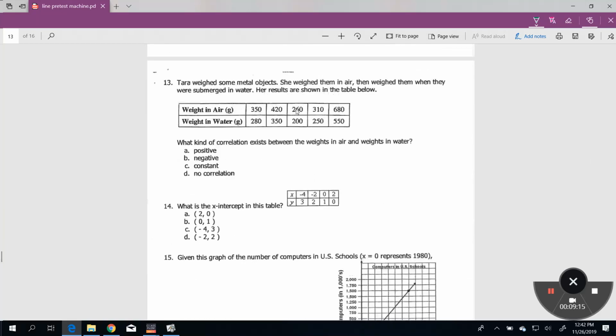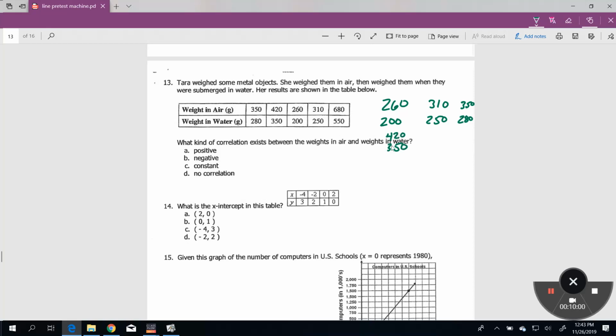Now, these are not put in order, so I'm going to hurry and just change the order. It says she weighed them in air, then weighed them when they were submerged in water. Her results are shown in the table below. What kind of correlation exists between the weights in air and weights in water? So let's just put these in order so it's easier to see. In air, it's 260. In water, it's 200. The next one, 310, 250. 350, 280. So those are all going up. And then 420, 350.